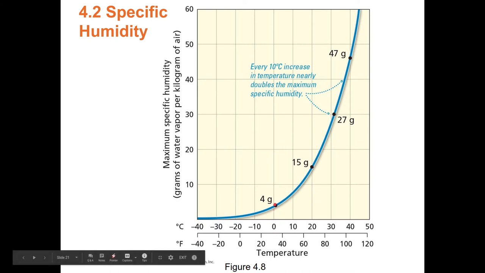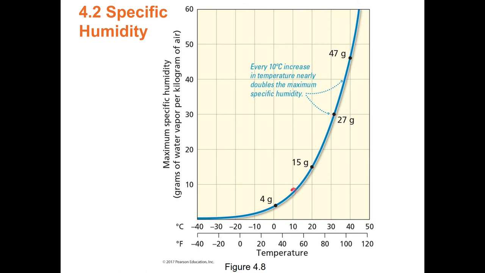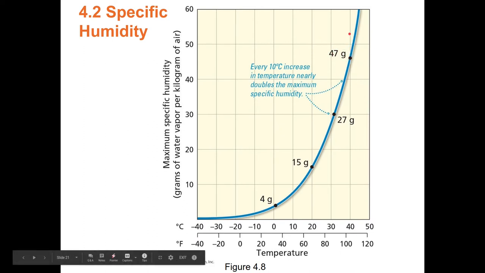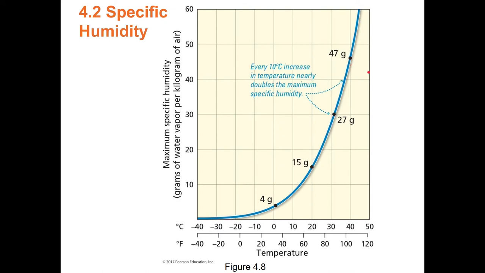At 0 degrees, the maximum is 4 grams. If it gets warmer by 10 degrees, there's enough energy to evaporate 8 grams. Go up another 10 degrees. There's enough energy to keep 15, 27, finally 47 grams, which is just shy of 2 ounces. So at 40 degrees Celsius, the maximum is 47 grams of water vapor. So this is one way of measuring or expressing how much water vapor is present. And this is specific humidity. And again, it's just how much you have.